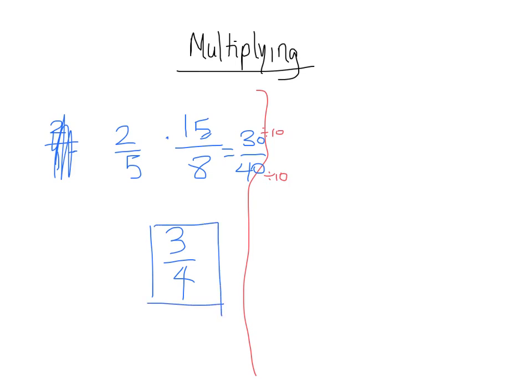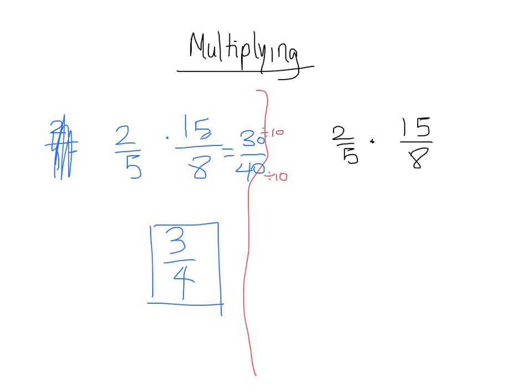But we have another option. So let's set this up again and start again, and you can choose whichever method you prefer. It's good to know both though, because sometimes one is easier than another in a certain case. All right, so same question. 2 over 5 multiplied by 15 over 8.